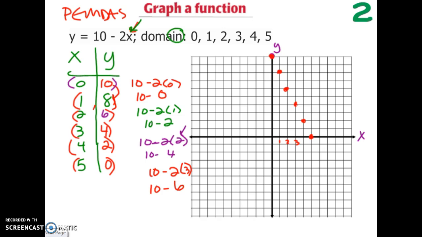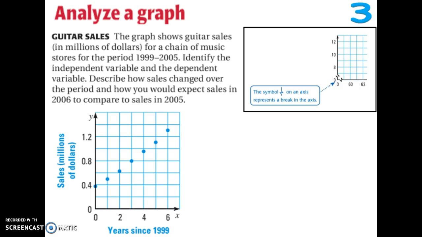Flip over to the next slide. This problem, we're not actually graphing anything because it's already graphed for us. We are just analyzing a graph, or looking at it, making some guesses, some interpretations based on the points. So it says, the graph shows guitar sales in millions of dollars for a chain of music stores for the period 1999 to 2005. Identify the independent variable and the dependent variable.